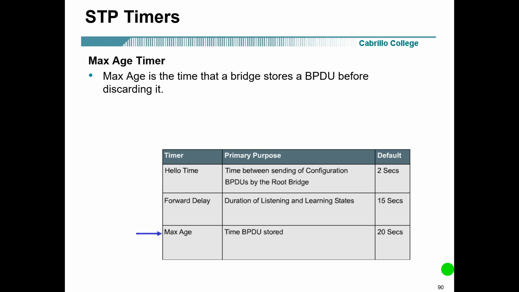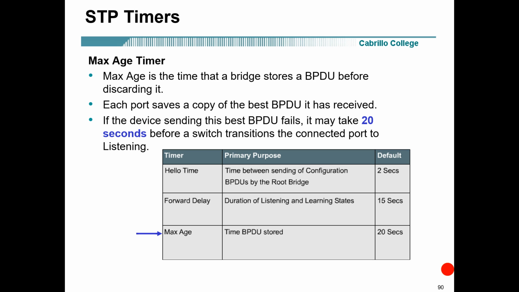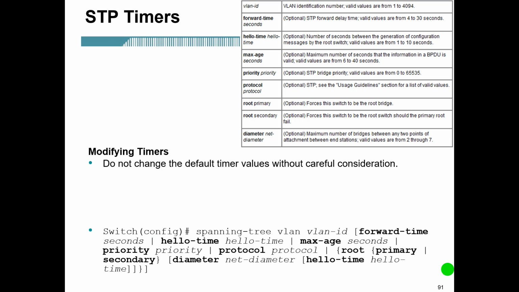Max age timer is the time that the bridge stores a BPDU before discarding it. Each port saves a copy of the best BPDU that it has received. If the device sending the best BPDU fails, it may take 20 seconds before the switch transitions the connected port to a listening state. So how do we modify timers? We can navigate to global configuration, spanning-tree, the appropriate VLAN, and you can set the forwarding time, the hello time, or max age.